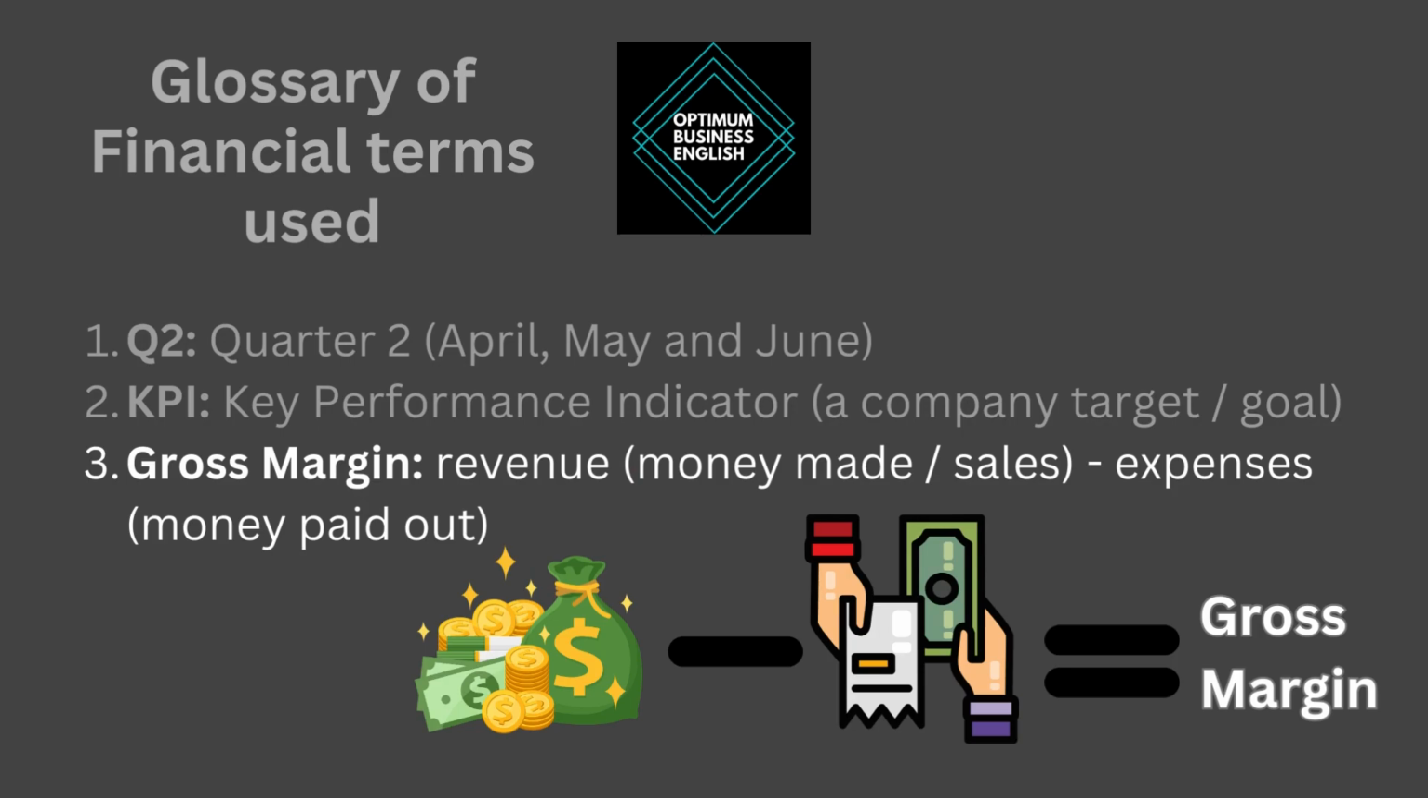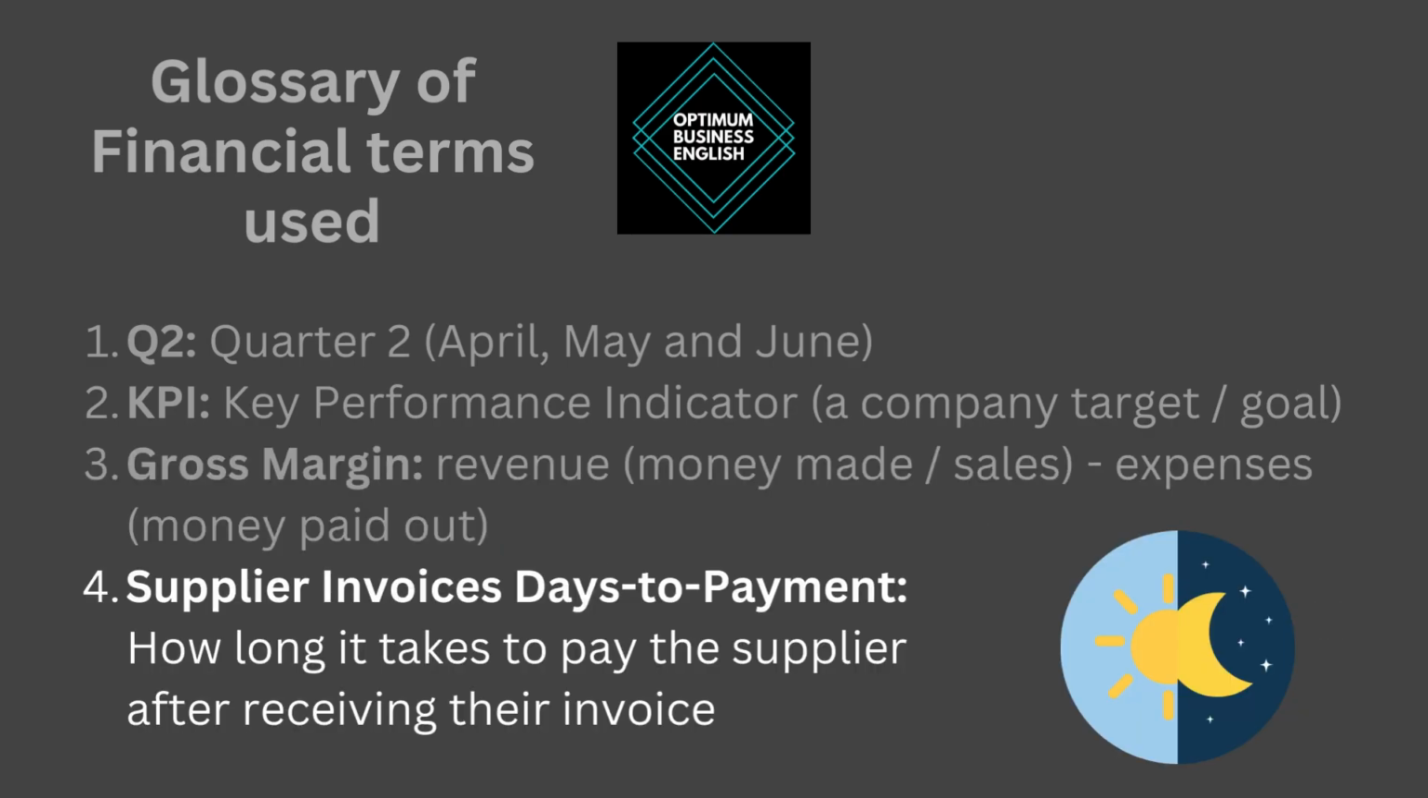Gross margin is the revenue, the money the company makes from sales, etc., less or minus its expenses or money that needed to be paid out. And supplier invoices days to payment is how long it takes the company to pay the supplier after receiving the supplier's invoice.